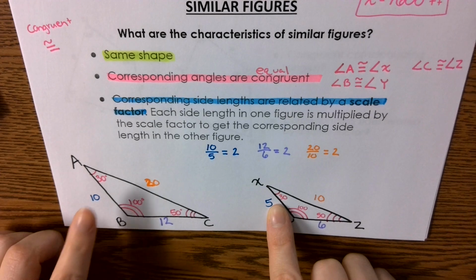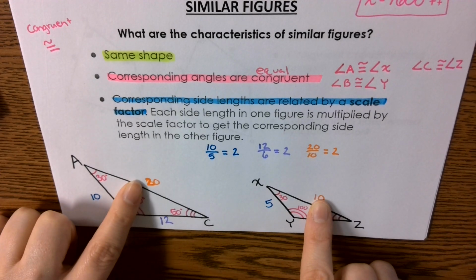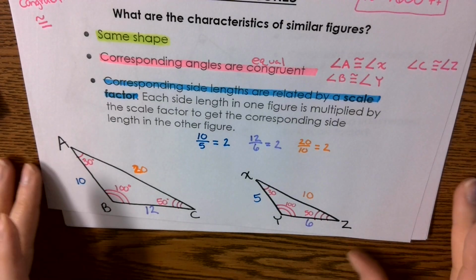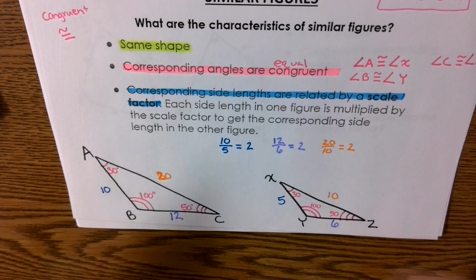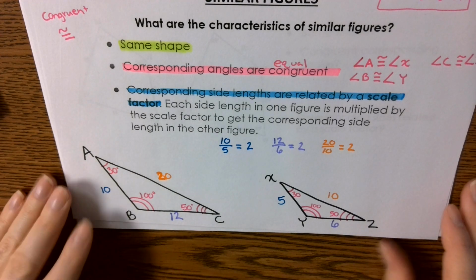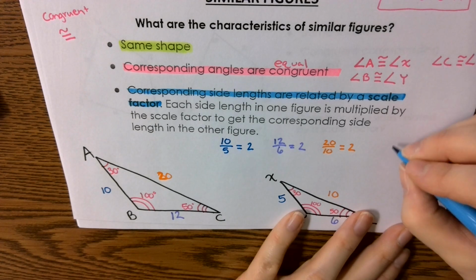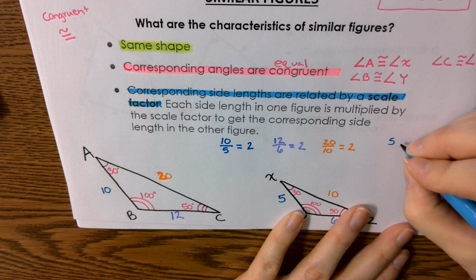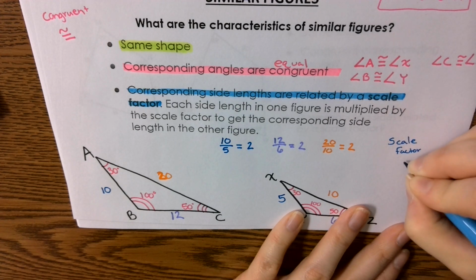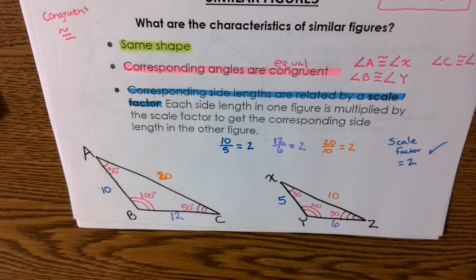You could do 5 divided by 10, 6 divided by 12, and 10 divided by 20, and you would then get 1/2 or 0.5 consistently through all. So you do know that they do have a proportional relationship, and their proportional relationship has a scale factor that is equal to 2, or in the other case, 1/2. Okay, so that makes it a proportional relationship.